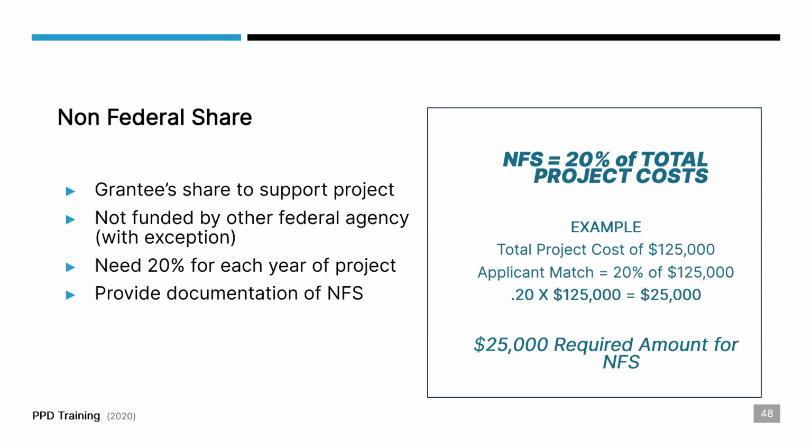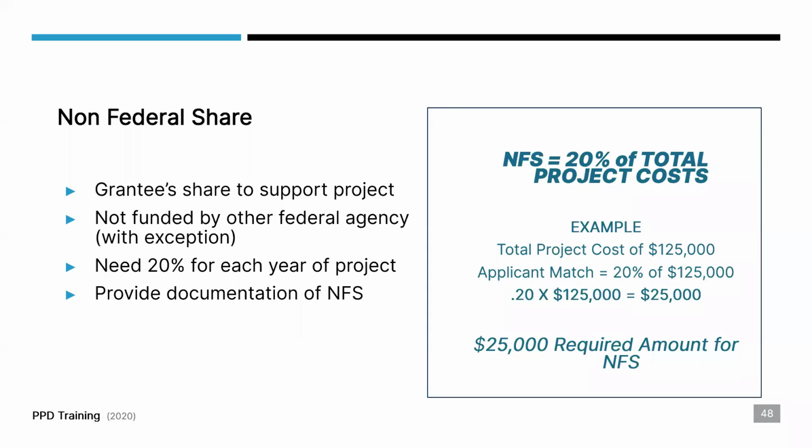Okay, so let's go over how to calculate the non-federal share. As we mentioned, it's 20% of total project costs. For example, if your total project cost is $125,000 for a year, your match that you're responsible for is 20% of that. So you can multiply 125,000 by 0.2, which is equivalent to 20%, which comes to $25,000. So for a project total of $125,000, your commitment as the organization is $25,000 for the non-federal share.